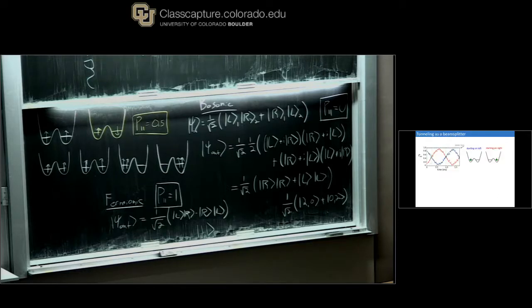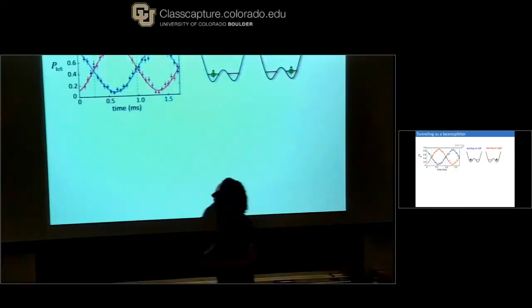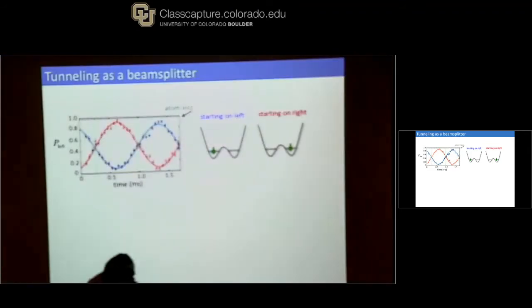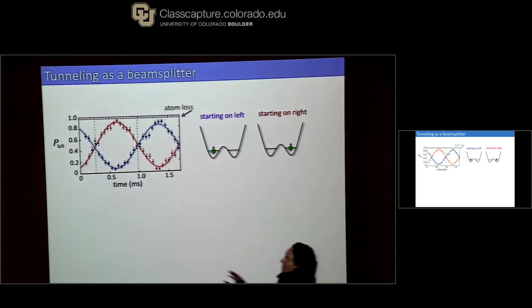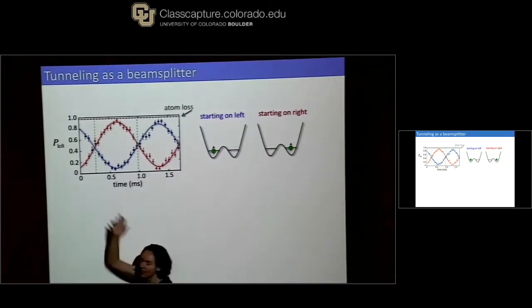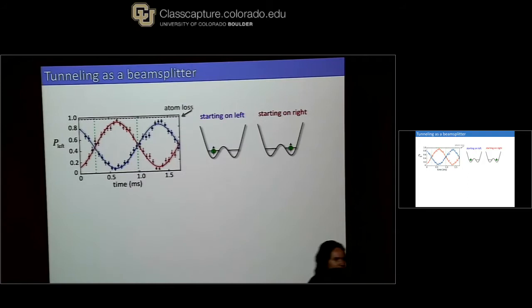And in our experiments, what we do is we have this beam splitter that is this tunneling effect. And what we can do is wait for the right amount of time for it to be a balanced beam splitter like I've been writing there.